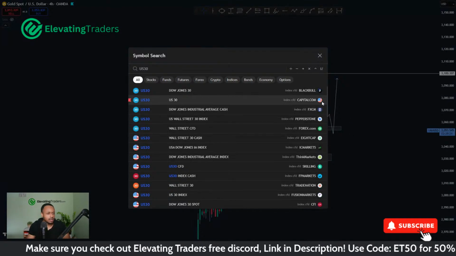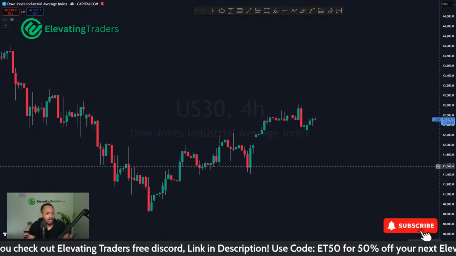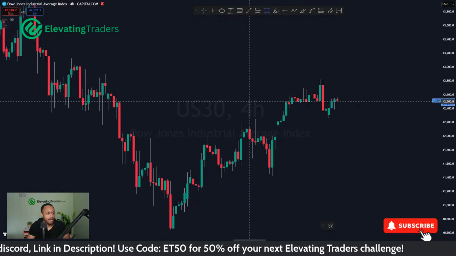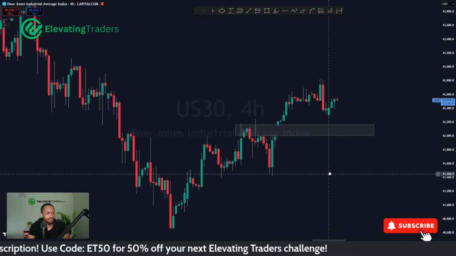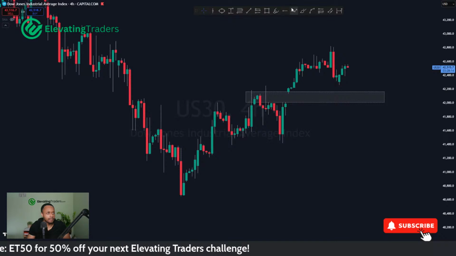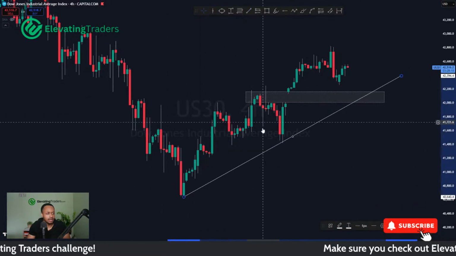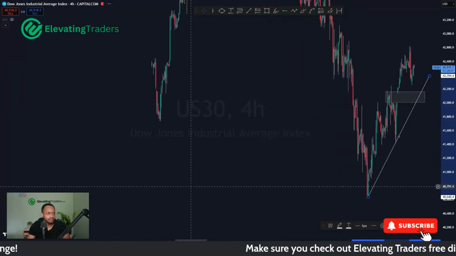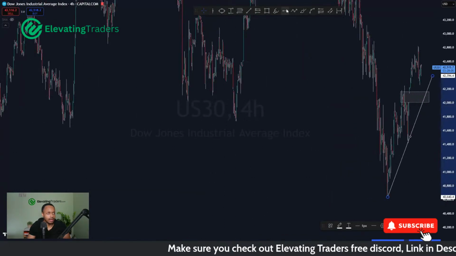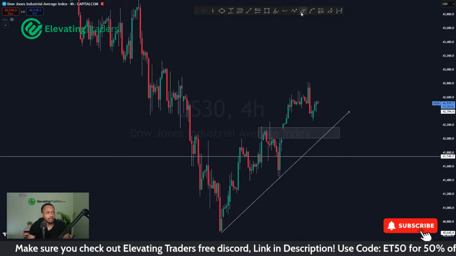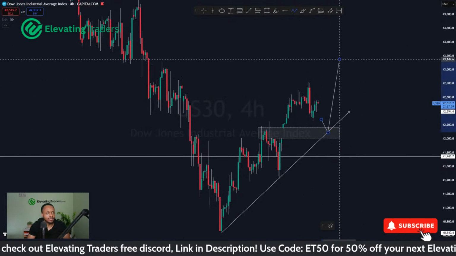US 30, last time I checked, was looking pretty bearish. Okay, we found a bit of support, pushed up a little bit. Haven't quite come back into that area yet to fill that gap. There's some nice confluence in this area here. We've got the first test, second test, potentially third. And of course, price has broken back above this swing low here as well. So I do like this area for a possible buy for US 30.